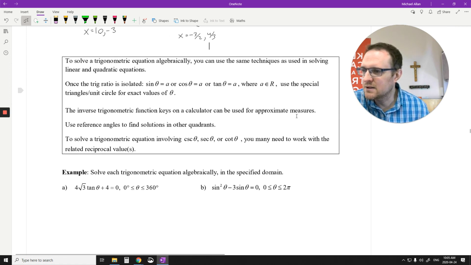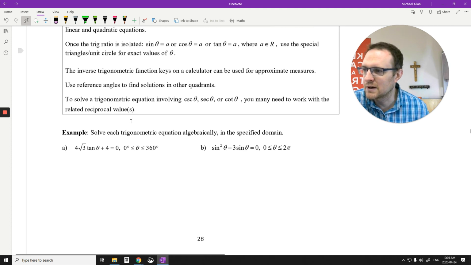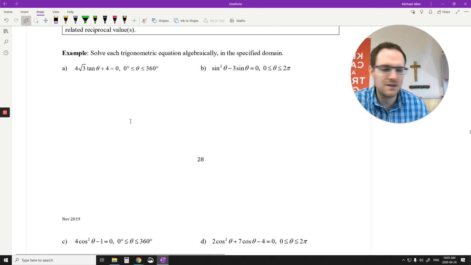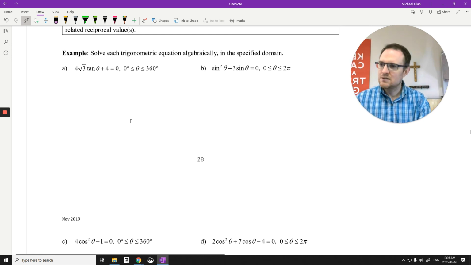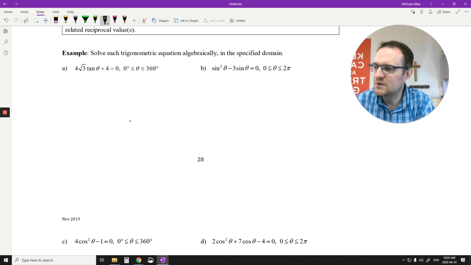This is just a big blurb here. Don't worry about this. This is kind of the steps of what we did before. Let's try to solve some of these. Sometimes if you have just a single trigonometric ratio, you notice in this whole thing there's only one tan theta. The best thing to do is just try to solve for tan theta. Get it by itself.